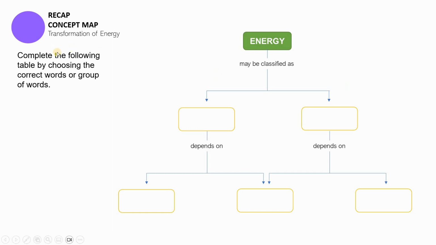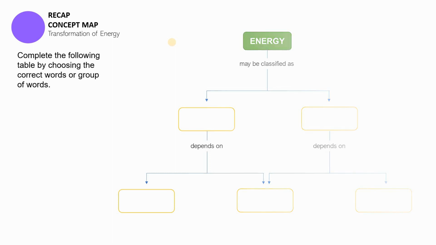In this concept map, what I'm expecting you to do is to choose very carefully what kind of words or group of words you're going to put in these boxes. Energy may be classified as ___ or ___, which depends on something that is common between the two of them. So go ahead and pause this video if you need more time. If you're through, let us now proceed with the checking of your work.